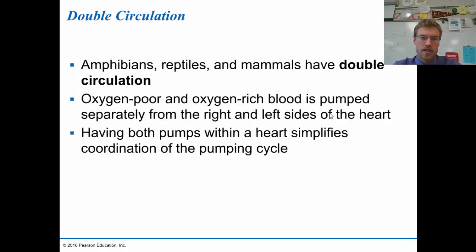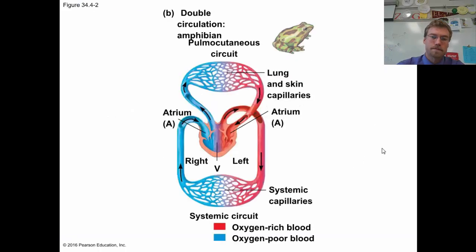In a double circulatory system, which is what amphibians, reptiles, and mammals have, you have different sides of the heart that pump oxygen-poor and oxygen-rich blood. And so because of that, you're able to have a larger amount of blood that you can pump, and also you have increased blood pressure. And it also simplifies the coordination of the pumping cycle.